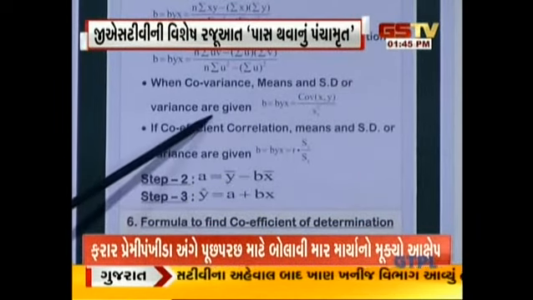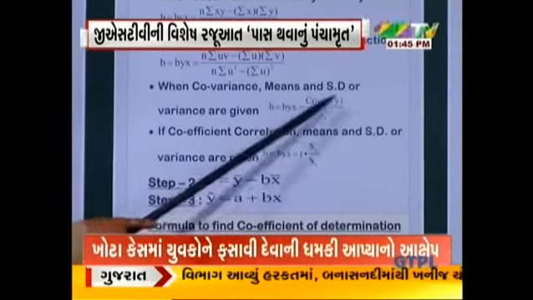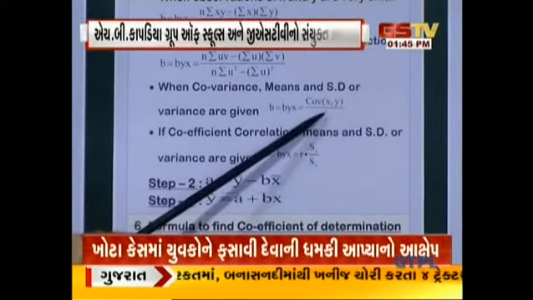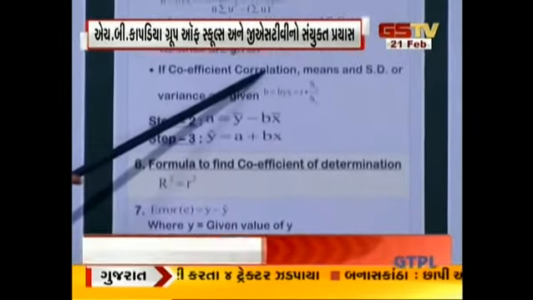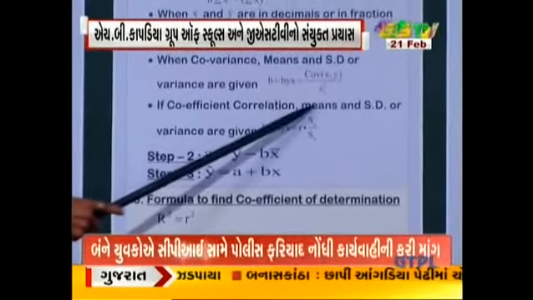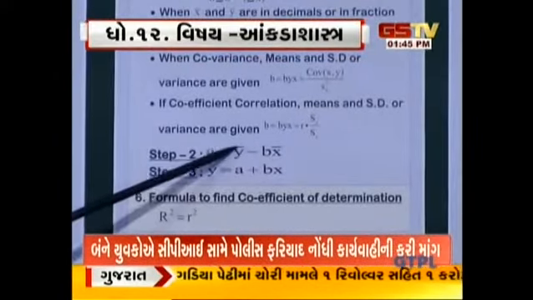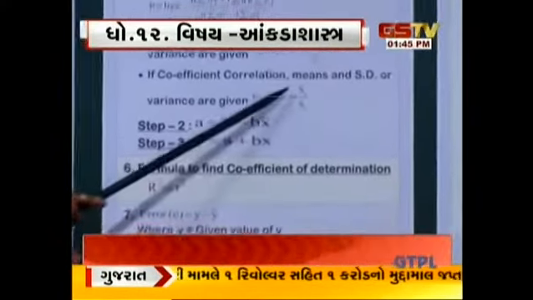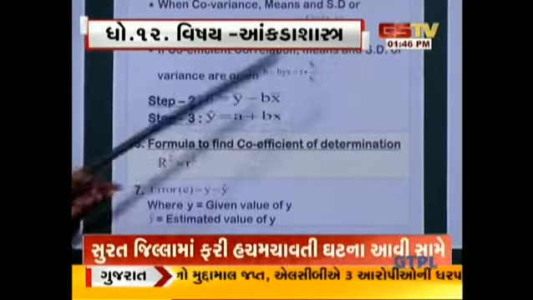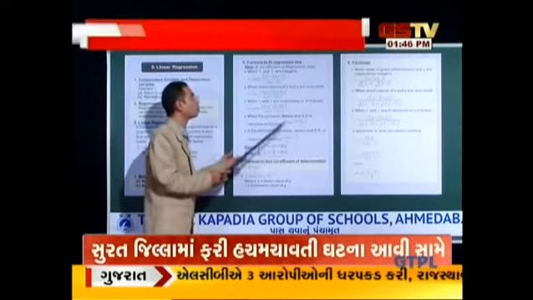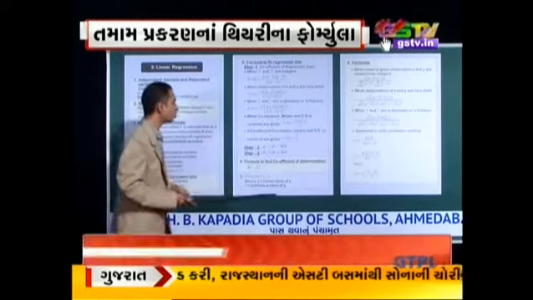Next, when in a sum the covariance, means and standard deviation or variance are given, then we have to apply the formula byx is equal to covariance xy upon s square x. Next, if the coefficient of correlation, that is r, means x bar and y bar, standard deviation or variance are given, then we apply the formula byx is equal to r into sy upon sx. Out of these formulas, to find byx we have to apply any one of the formulas.